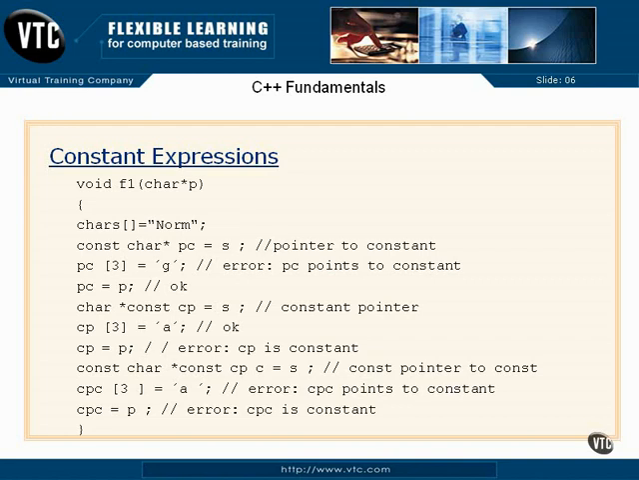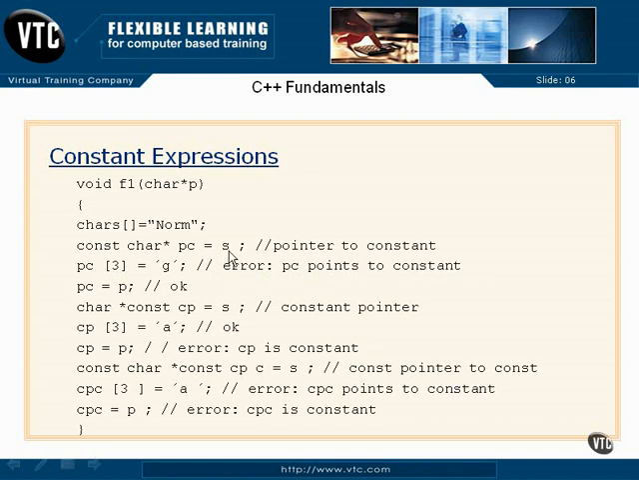We've got a little function here, and what we're going to set up first is a little character array that will hold the name Norm, and then we're going to create a pointer to a constant. So we have const char *pc, and we'll set it equal to the address of s. Now here we cannot say that pc[3] is equal to 'g'. We can't change the value that is within s because pc is a pointer to a constant. So we are not allowed to do that.